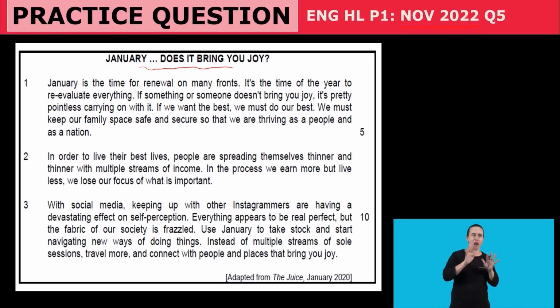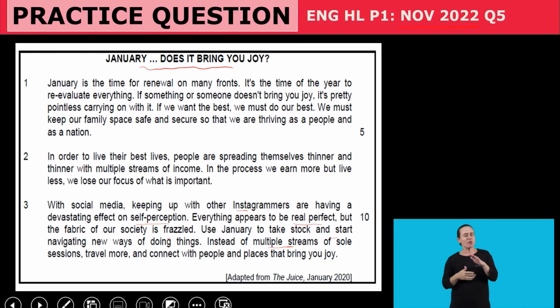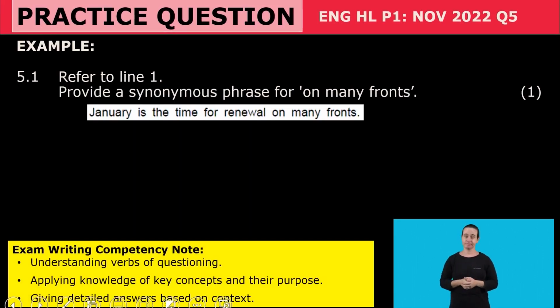So we earn more, but we live less. We lose focus on what is important. With social media, keeping up with other Instagrammers is having a devastating effect on self-perception. Everything appears to be perfect, but the fabric of our society is frazzled. Use January to take stock and start navigating new ways of doing things instead of multiple streams of income. Travel more, connect with people and places. So it's a little inspirational piece on January. Now let's go to the questions. Refer to line 1. Provide a synonymous phrase.